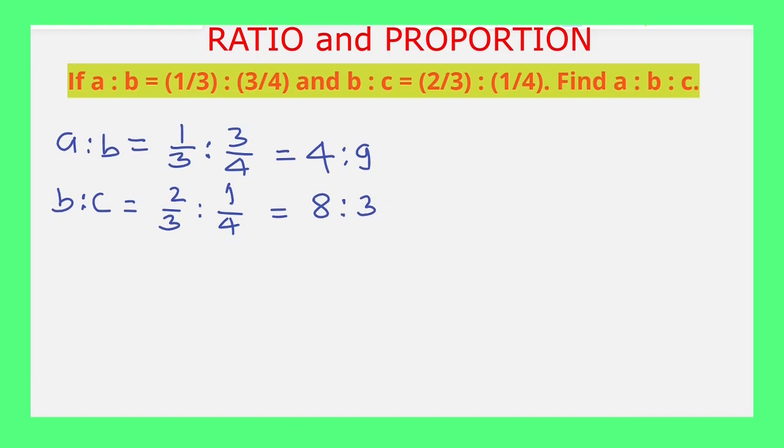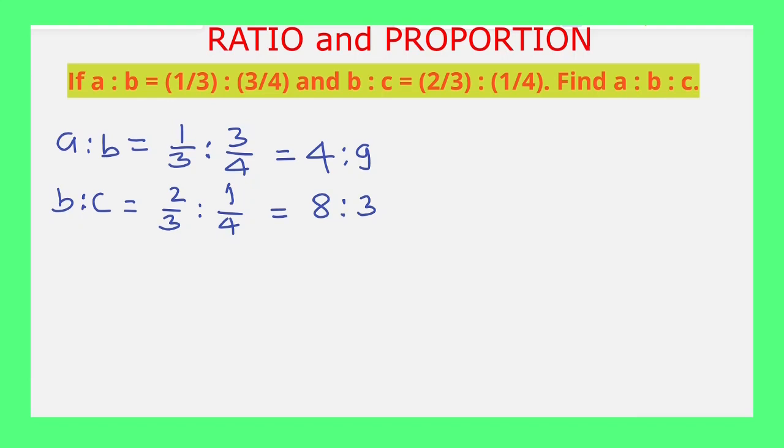Now the B is common in both the ratios. In A ratio B, the value of B is 9, and in B ratio C, the value of B is 8. So for finding the A ratio B ratio C, we should have the value of B the same. And for making it the same, we have to have the value of B which is common in both the ratios. So we take the LCM of 9 and 8, which is 72.